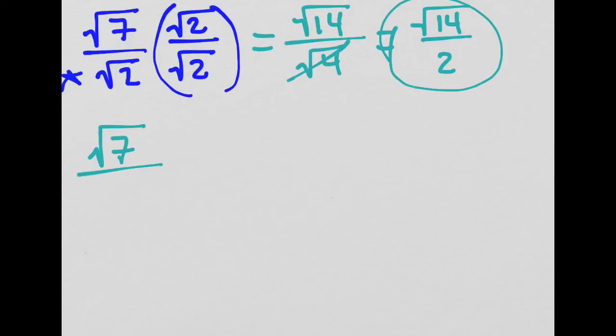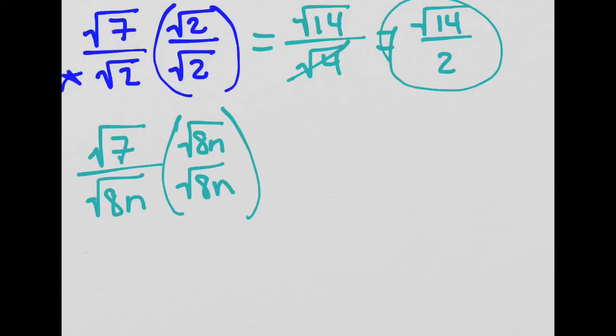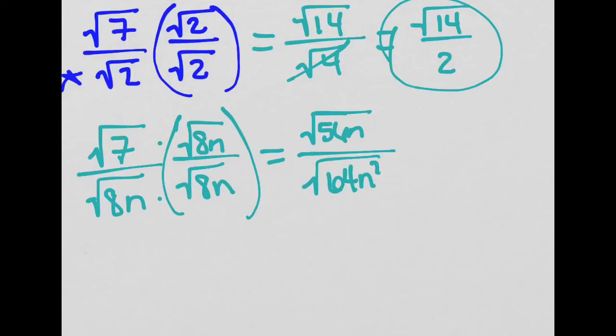Your book gives this example, the square root of 7 over the square root of 8n. Again, I can do this. I'm going to go ahead and do it a different way than your book says. It says to simplify the base first, but I'm going to do it this way, where I multiply by the square root of 8n, top and bottom. So I multiply top and bottom by the same thing, so I'm essentially multiplying by 1. Now I get the square root of 56n. I want to make sure that that's all in a radical, over the square root of 64n squared.